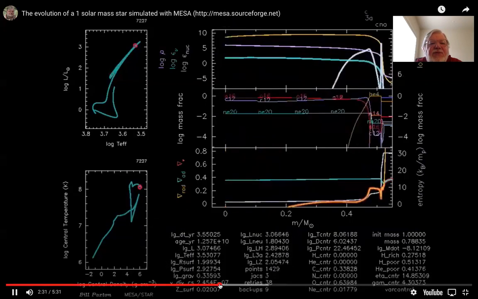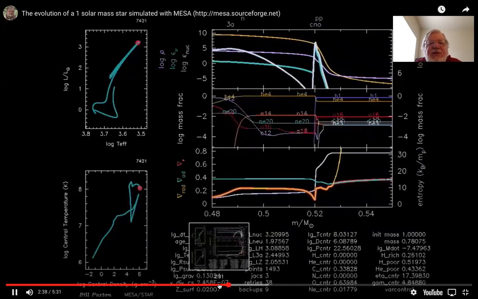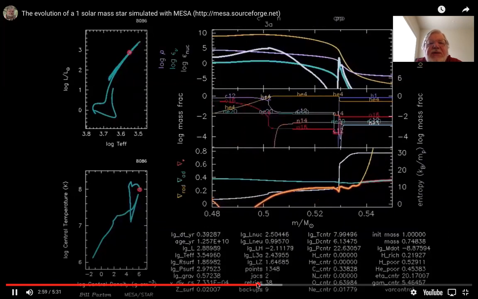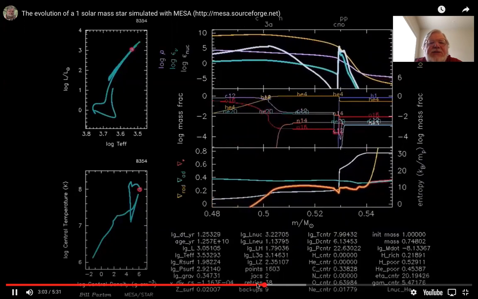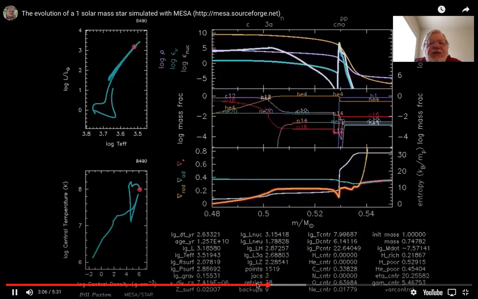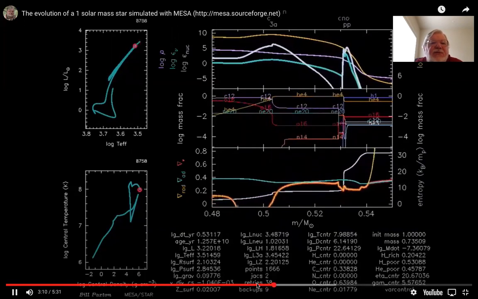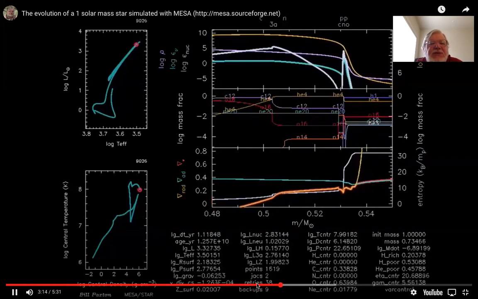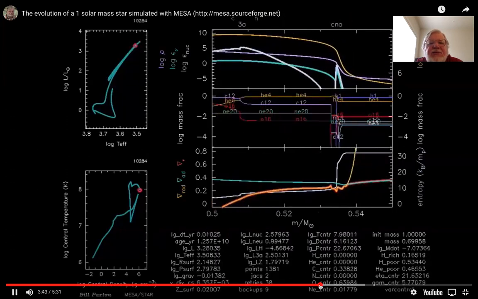Okay, let me move further on. Okay, so now the star has already exhausted helium in its core, and it's on the so-called asymptotic giant branch. I'm going to move further. Now the star experiences helium shell flashes on the asymptotic giant branch. Unfortunately, I don't have enough time to explain all details, but you can have a look at this movie later in the slides. Okay, let's go further.